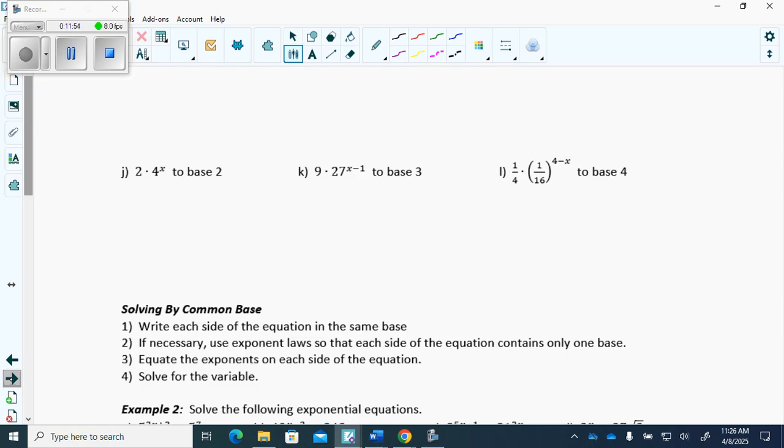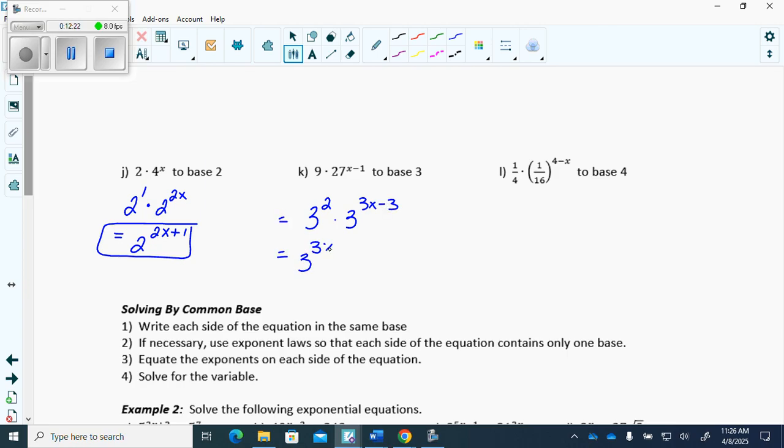Quiet, please. This one everyone gets wrong. It's 2 to the 1 times 2 to the 2x, which actually equals 2 to the 2x plus 1, which a lot of people just have 2 to the 2x. Remember, your 2 is to a 1, and you need to put that 1 exponent up there. 9 is 3 squared times 3 to the 3, x minus 3 when you distribute the 3 through. So you get 3 to the 3x minus 1.